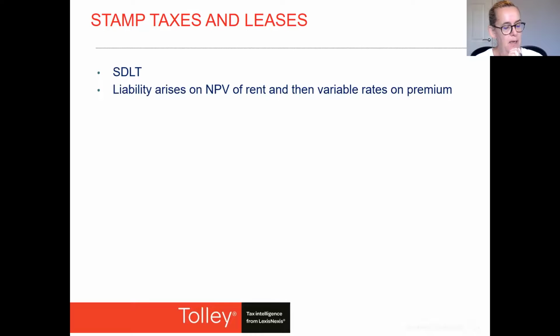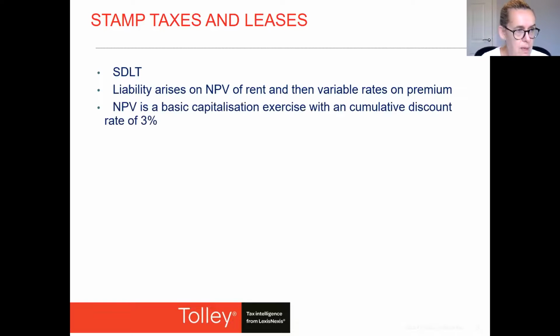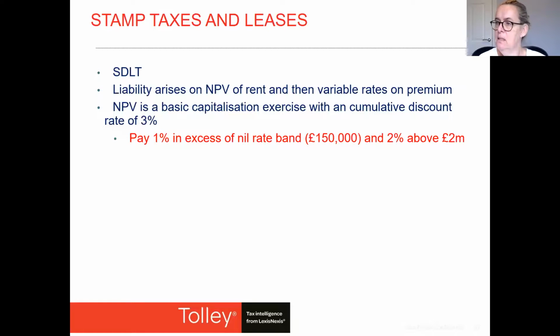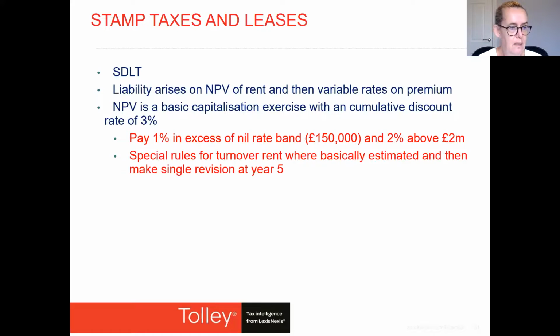So from an SDLT perspective, when you are granted a lease, there are two potential liabilities. You have to calculate what is called the net present value of the lease, and then you also potentially have SDLT on the premium. The net present value is a basic capitalisation exercise on the rent with a cumulative discount at a rate of 3%. You pay 1% SDLT in excess of the nil rate band of 150,000 and 2% above 2 million.